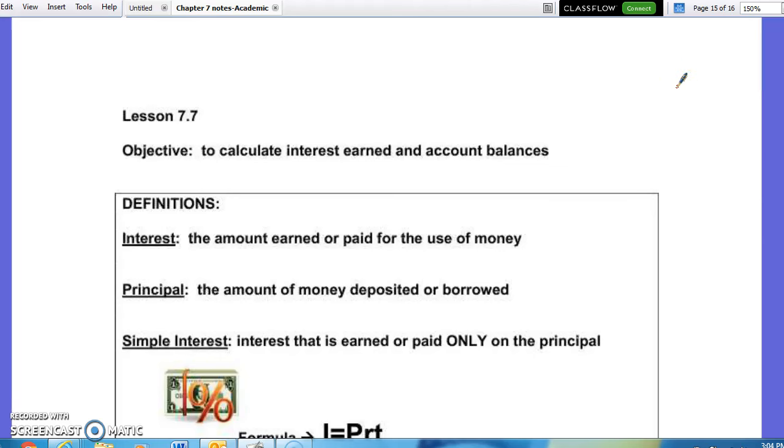Okay guys, so today we're going to be looking at 7.7. Now our learning goal today is to calculate interest earned and account balances. So our first definition with interest is the amount earned or paid for the use of money.